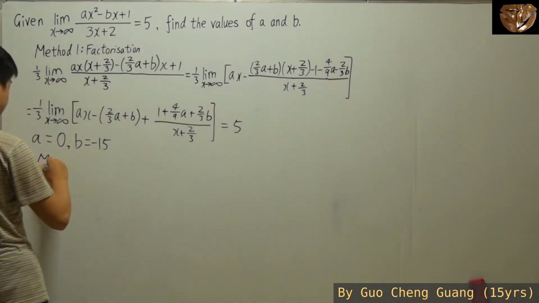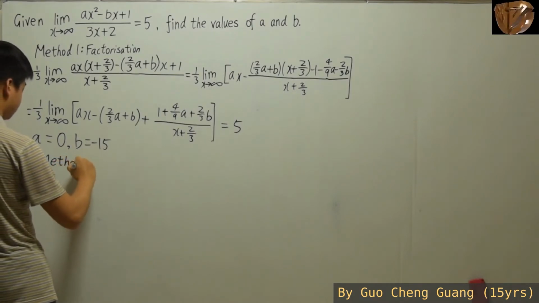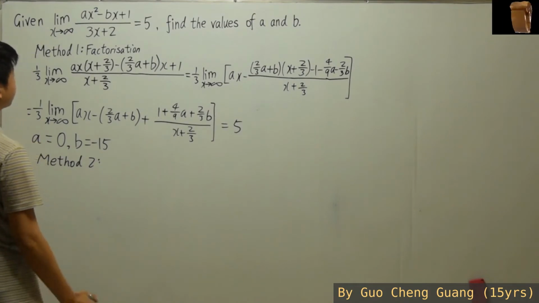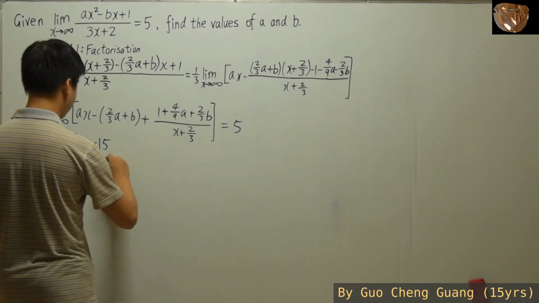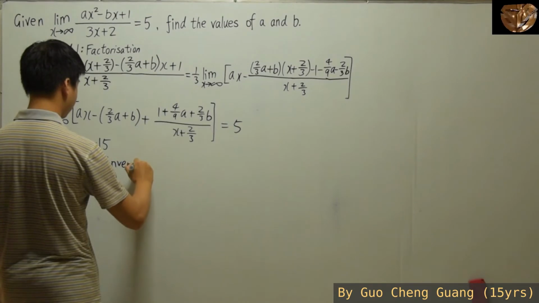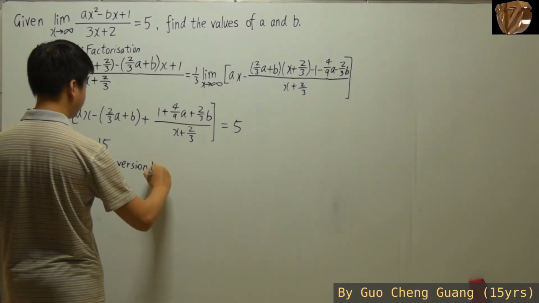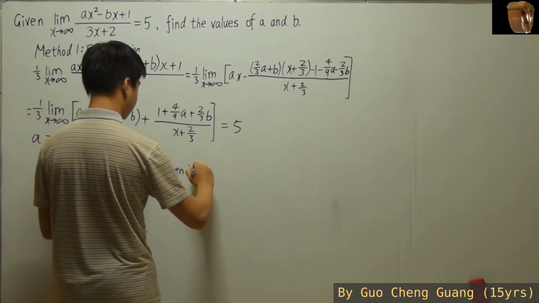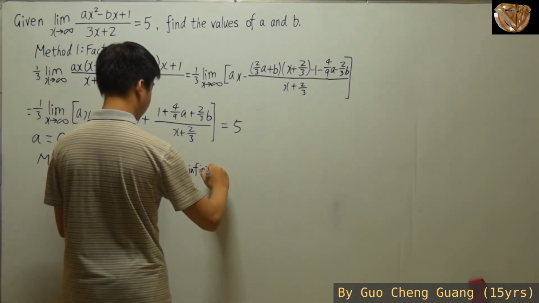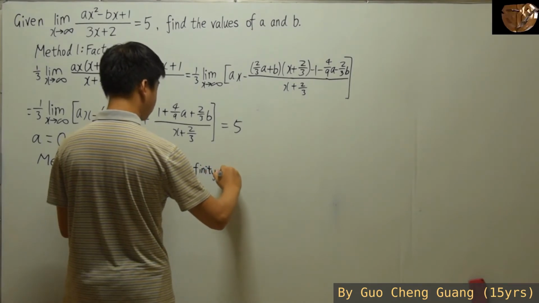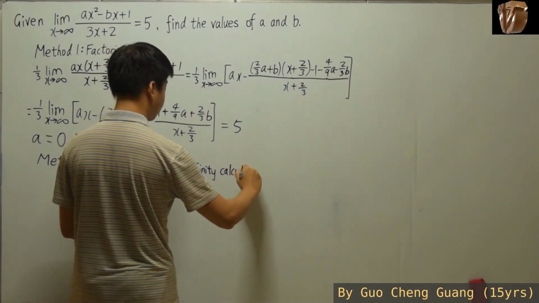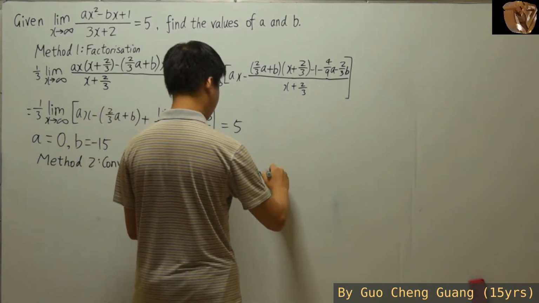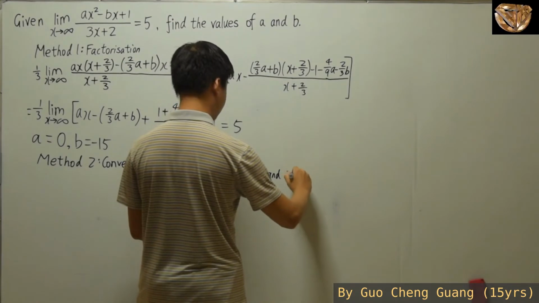So, method 2. We will now look at the conversion between infinity calculation and infinitesimal calculation. Since this is an infinity over infinity form, you can choose to convert between infinity calculation and infinitesimal calculation, alright?